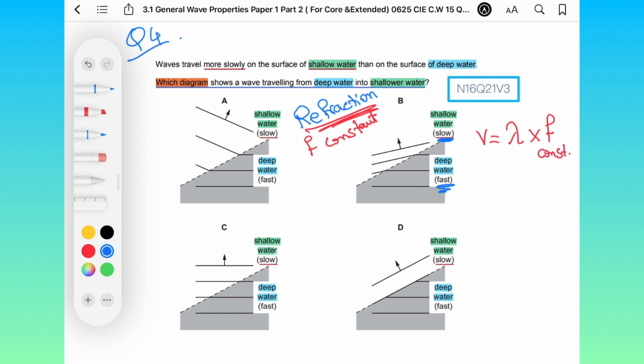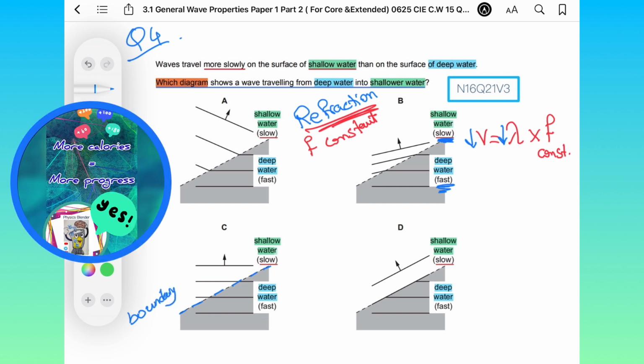So if you have shallow water, which means water waves moving slowly, the speed decreased, so the wavelength will also decrease. In deep water, if the speed increased, the wavelength will also increase. Is it clear? Here we have this dotted line. As we said, construction lines we draw dotted. This dotted line is not a barrier, it's a boundary, so the waves can travel through the boundary.